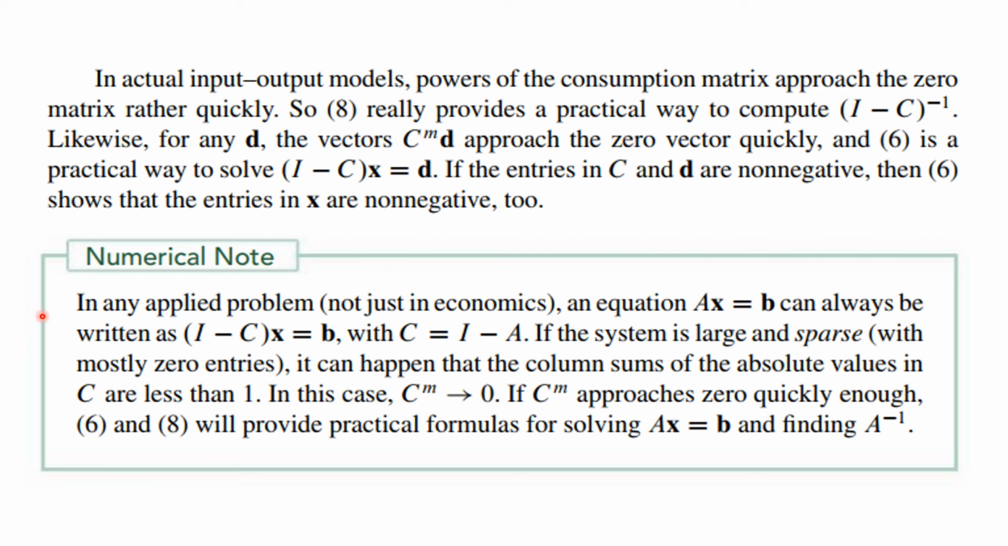Okay, so a numerical note then. In any applied problem, not just economics, that equation can always be written this way, with C equal to I minus A. And if the system is large and sparse, meaning there are a lot of zeros in it, it can happen that the column sums are less than 1, and you could solve it this way. And that means taking the sum of these powers of C is a practical way to find A inverse.